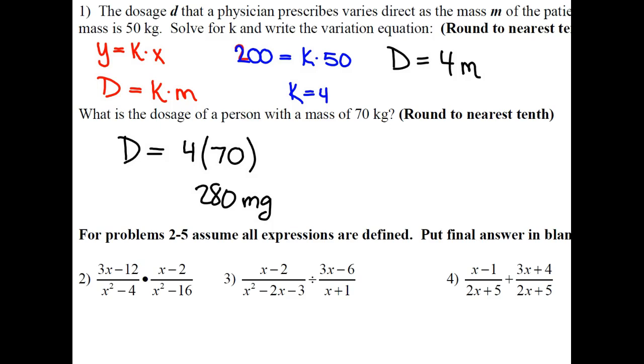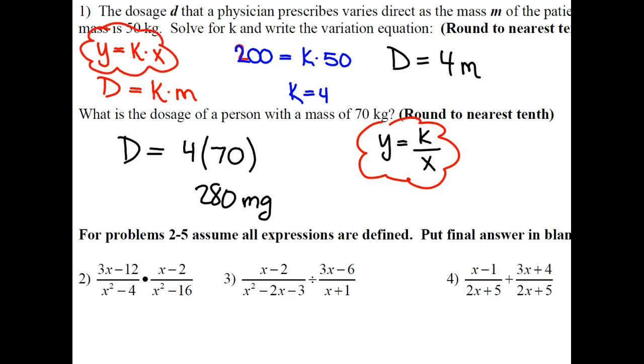If it was inverse variation, this problem isn't inverse, but if it was, remember that is y equals k divided by x, and then you end up doing the same thing, but it's divide. So those are the two things that you want to make sure you have: there's your inverse variation, and then here's your direct variation, and so there you go on that.